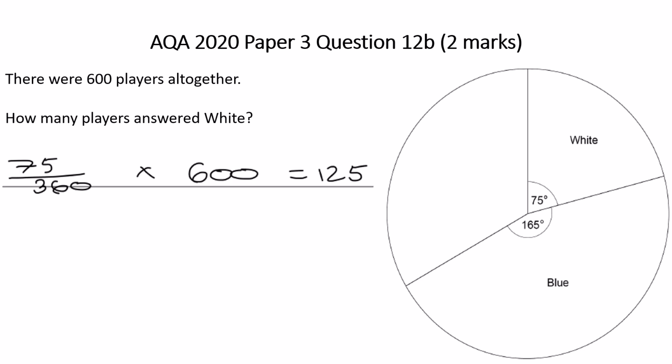You can do this also a different way. The angle for the white was 75, and that's 75 out of the 360, which is the total angle for the pie chart. So you're proportionally working out how much of the pie chart you have for the white, and then if you multiply it by the 600 players, that once again gets you to 125.